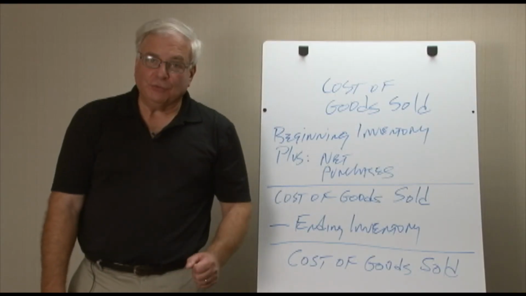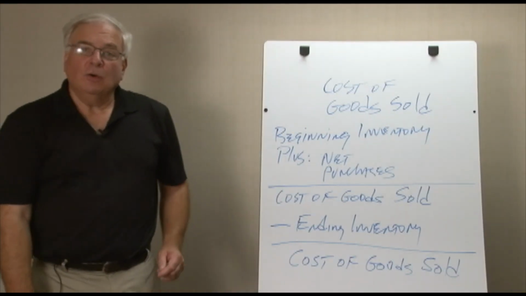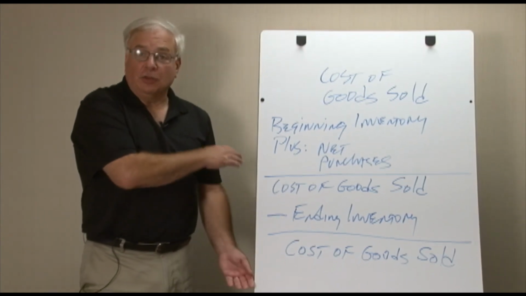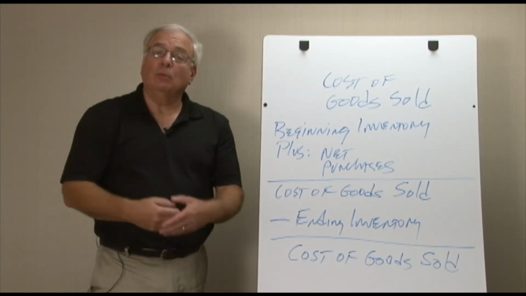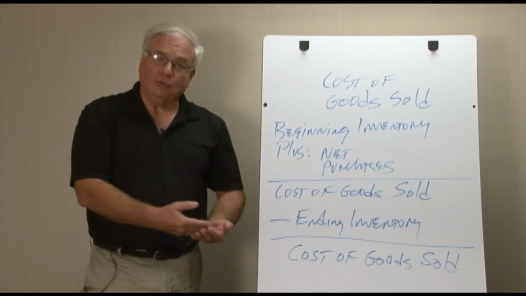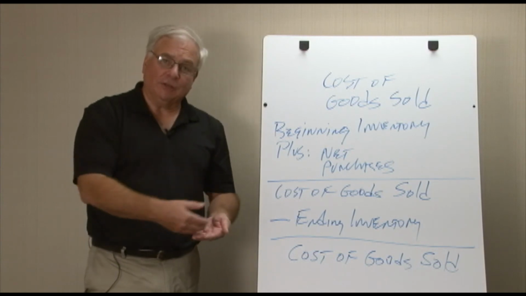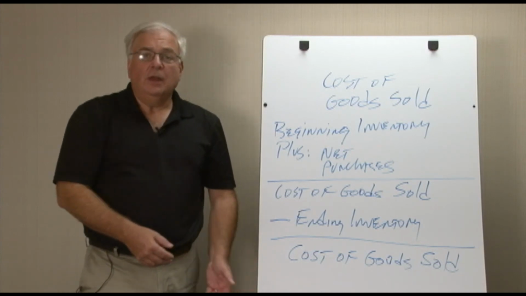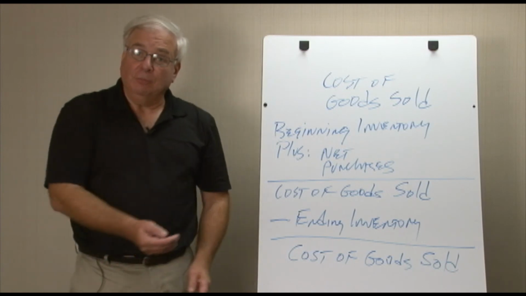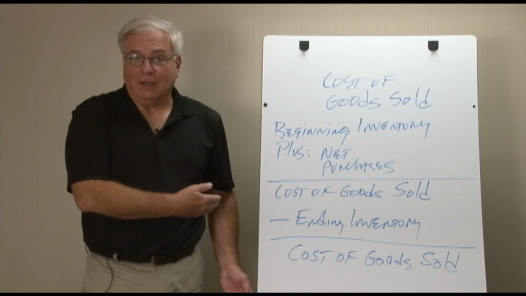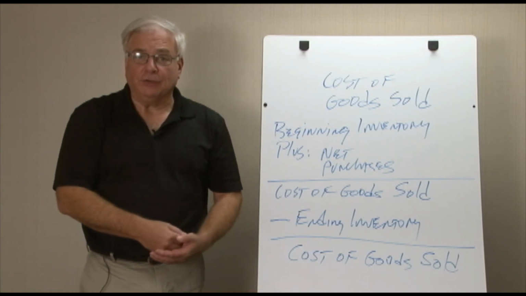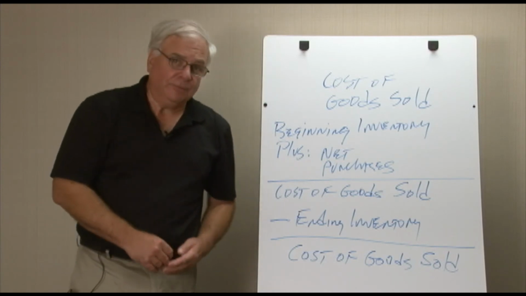Even in the perpetual system, the retail company has to do this calculation at least one time a year to be able to verify the amount of cost of goods sold that the system has been collecting during the year. If we have a periodic system, we have to do it every time we want to find out how much the cost of goods sold is. Basically, it works like this.